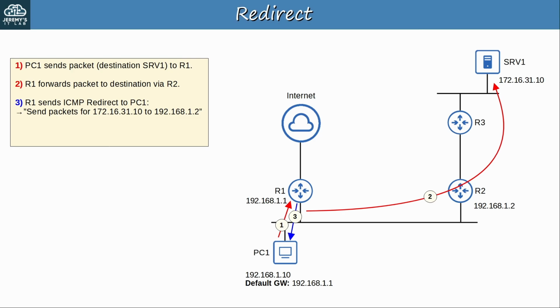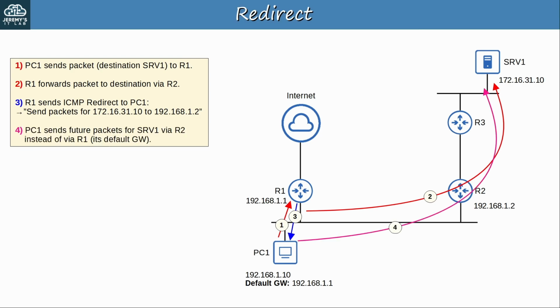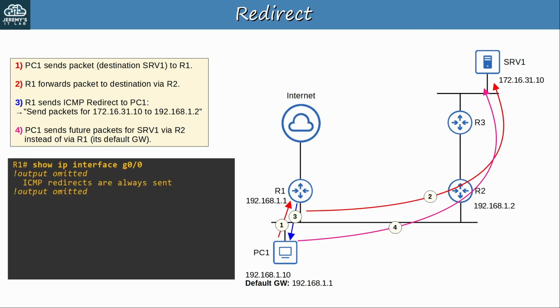Its IP address is 192.168.1.2. Then, PC1 sends future packets for server 1 via R2 instead of via R1, its default gateway. So that's how redirect messages work. We'll take a look at this in the lab video too. You can check ICMP redirect settings with show ip interface. By default, they are enabled, as it says here. ICMP redirects are always sent.